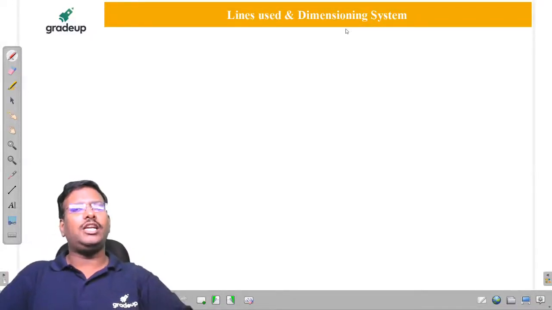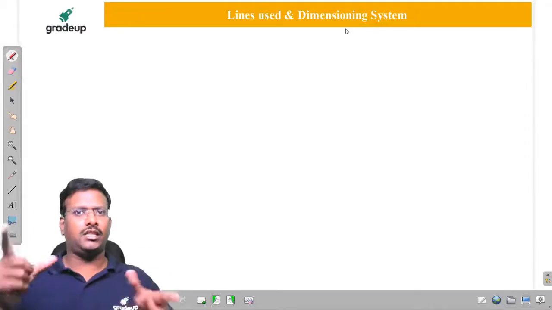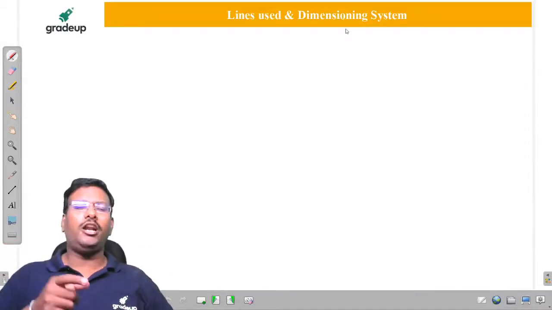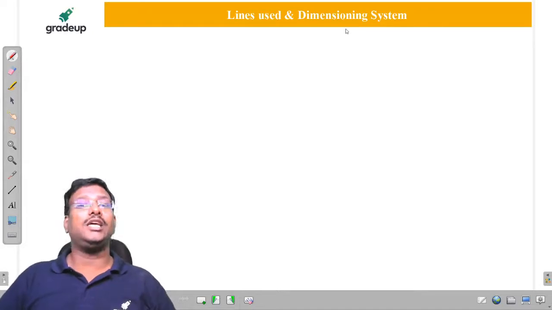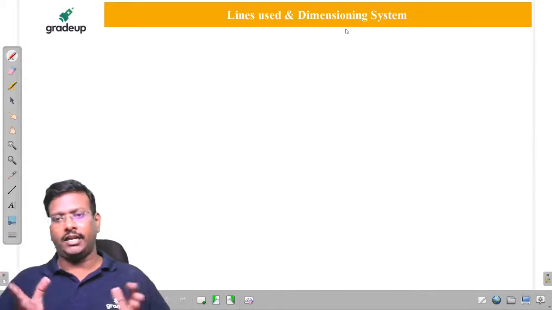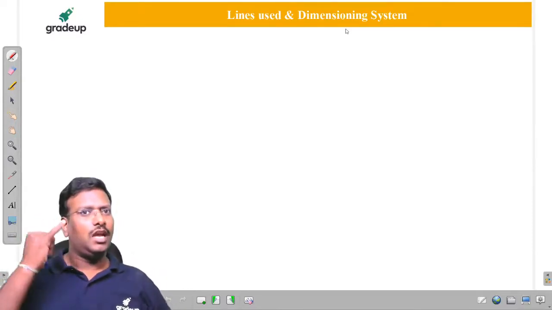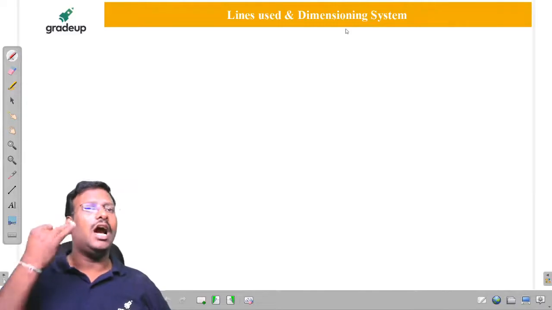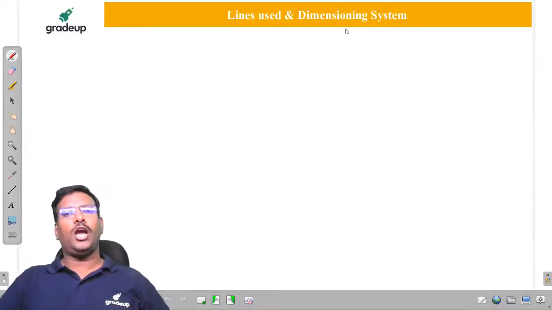For giving that geometry, we are going to use different dimensions, like linear dimensions: length, breadth, height. Angular dimensions like angles. Radial dimensions like radius or diameter. So dimensions means length, breadth, correct. Dimensions are different: linear dimensions, angular dimensions, and radial dimensions. These three we have to give, sir.